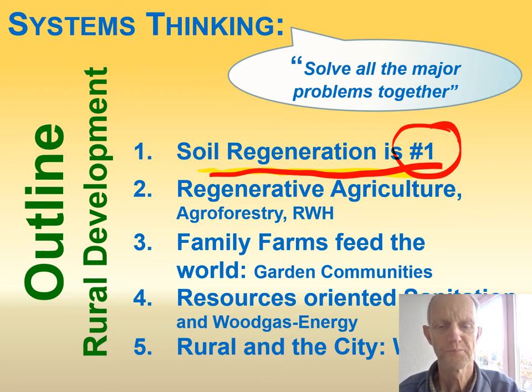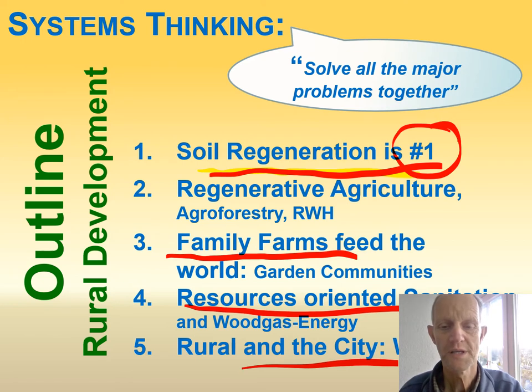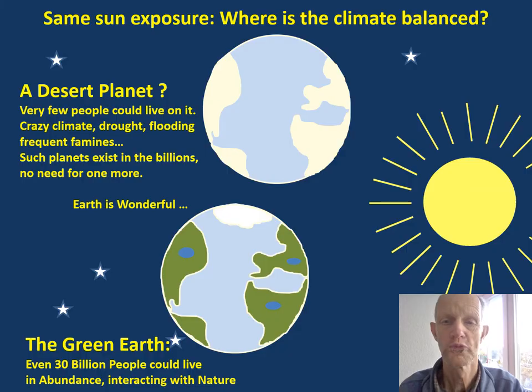And then we need lots of people doing this, so we need more family farms, more people in a position to really keep the soil intact and so on. Then we have the topic of resources-oriented sanitation. And finally, rural and the city, this should be a win-win situation. If rural areas go on to be depleted and population lost, there is not much hope for a good future, because we need to develop the rural areas, and only then cities can survive in a good way.